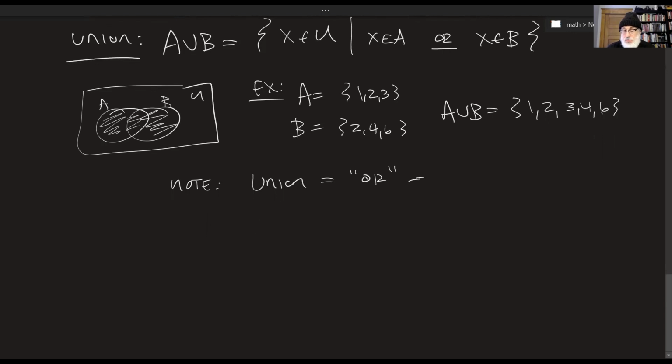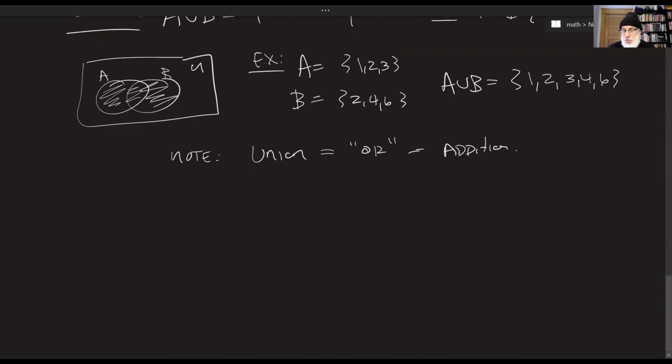And if you want to further the analogy, this is also addition. Arithmetic, or is addition.